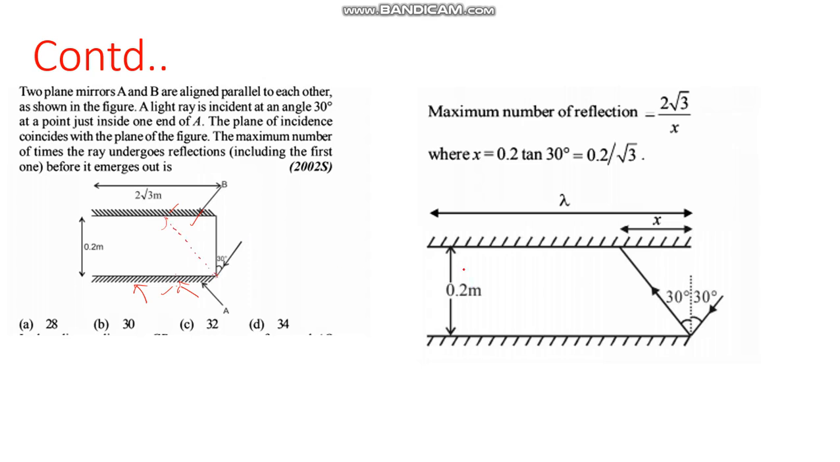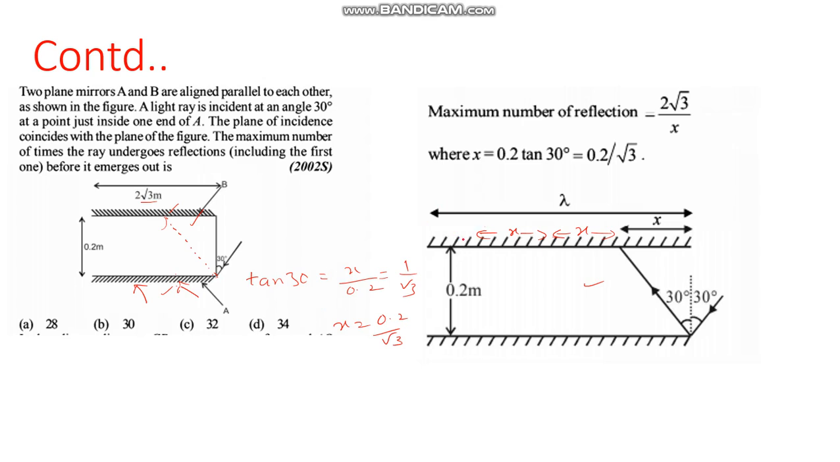So this is the diagram. The maximum length is given as 2 root 3 meters, and after the first incidence you get, let us say, some x. So what is this x? You can find the value of x. Tan 30 is equal to x divided by 0.2, but tan 30 is equal to 1 divided by root 3. So from here you get x is equal to 0.2 by root 3. You know the value of x. How many x's can you fit? You will get one more x, and one more x, right?